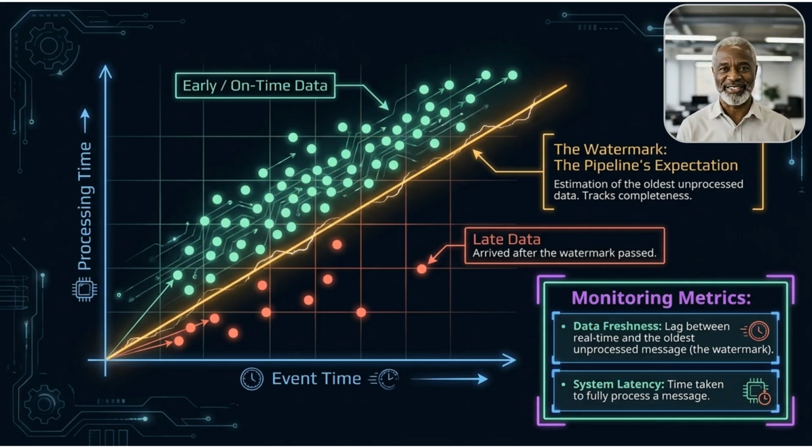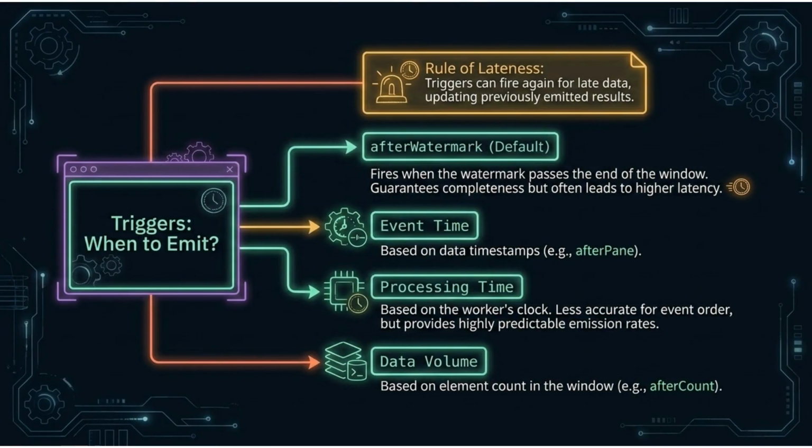Metrics like data freshness and system latency monitor performance. Triggers determine when results are emitted. The default is "after watermark". Other triggers are based on event time, processing time, or data volume. The rule of lateness allows triggers to fire again for late data.